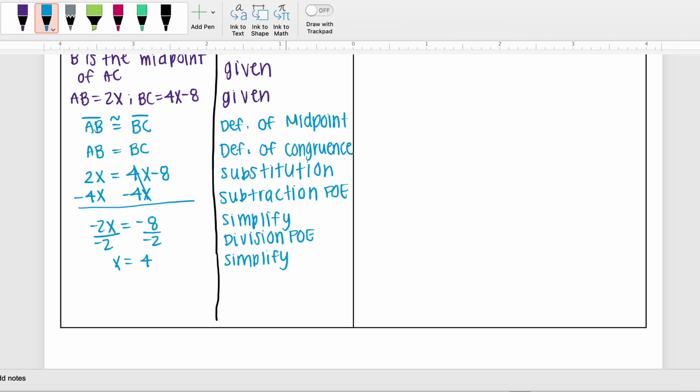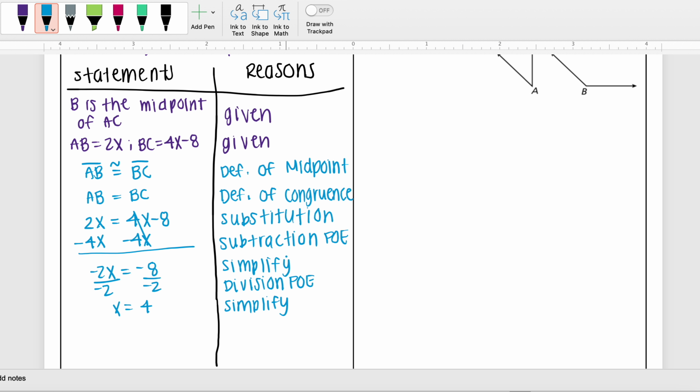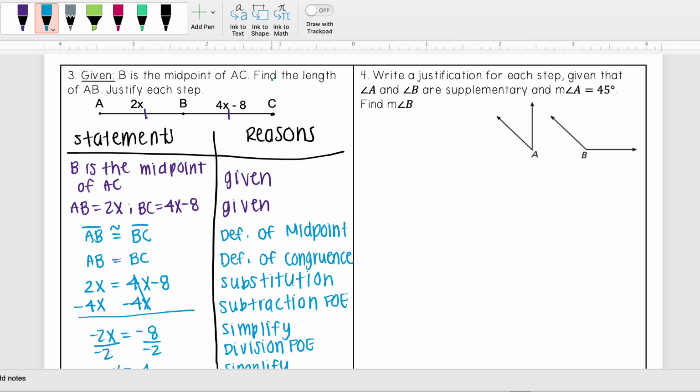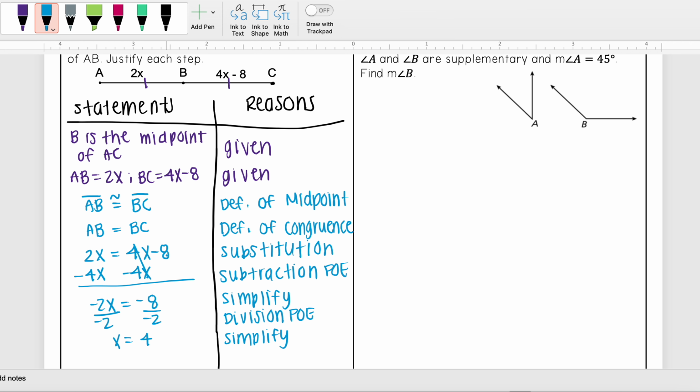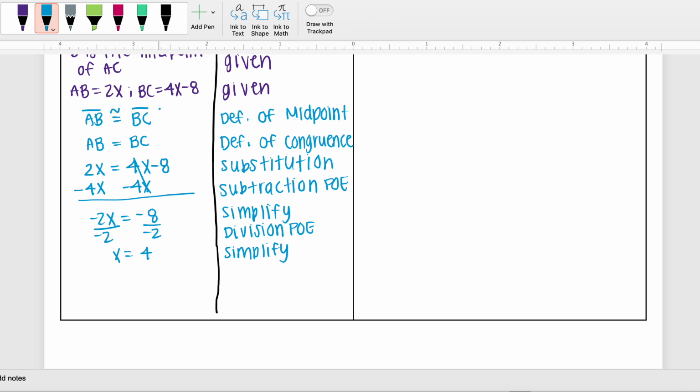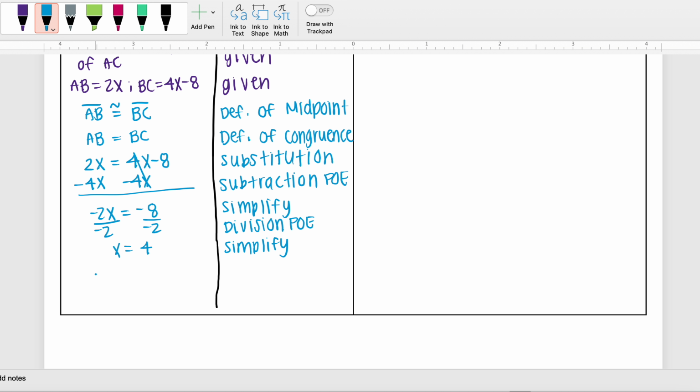Okay, now I need to look at, again, what are we trying to do? Well, it says to find the length of AB. So I found what x is equal to. So now I actually need to substitute in my value for x in for AB. Well, AB is equal to 2x, so that means that AB is equal to 2 times 4. So again, my reason there is just substitution again. And so that means that AB is equal to 8.